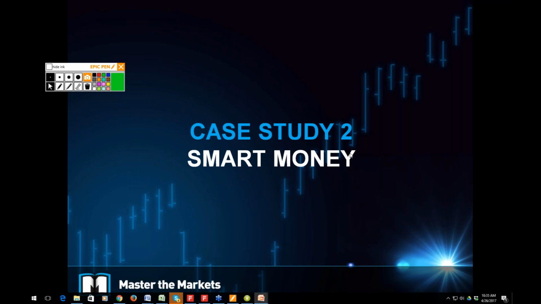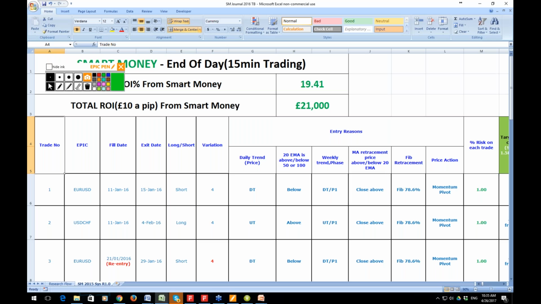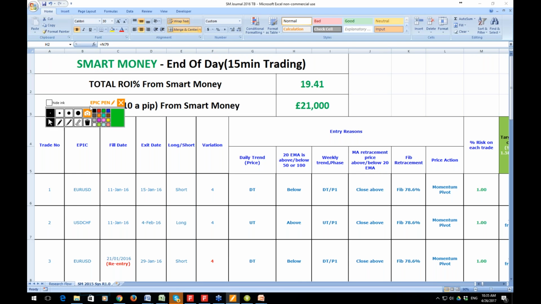The second case study is smart money, but I've already given you an idea of how it's done, so I'll just brush through this because I'm aware of time. For the smart money journal, I would like to draw your attention to the fact that it is an end-of-day trading strategy, placed at the end of the day, just like the 80% RB.